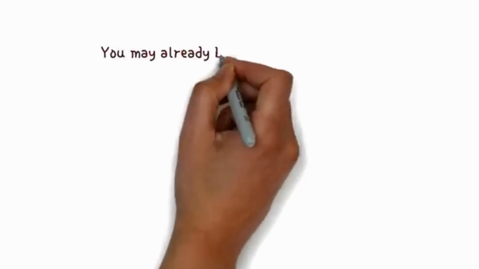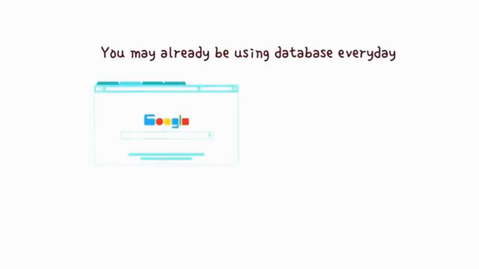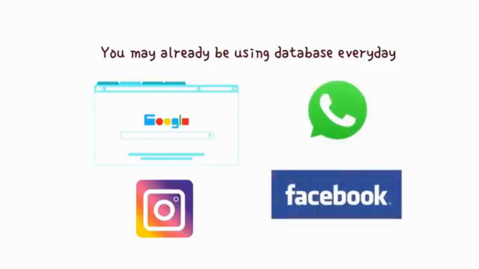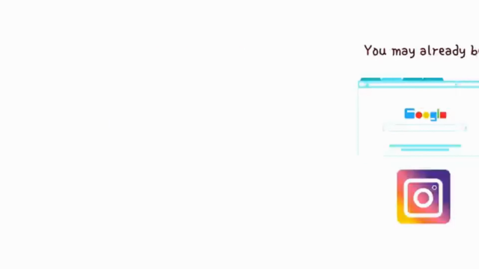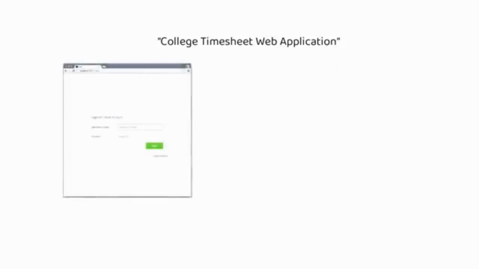You may already be using database in your day-to-day activities because most of the websites or mobile applications today such as Google, Instagram, WhatsApp, Facebook already use database to store data. As an example, let's say for your college demo project, you plan to develop a simple college timesheet web application. Basically, this application should allow you to log in through a URL and then have options to enter staff details, timesheet details, student attendance, student marks, etc.